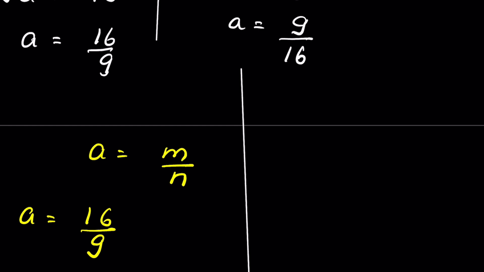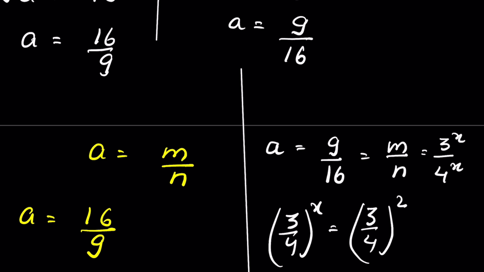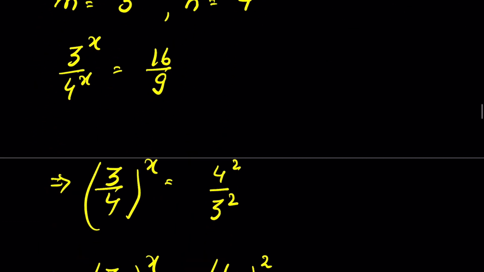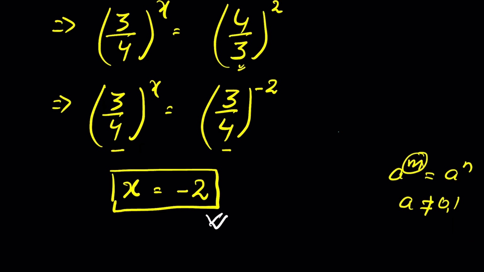When a is equal to 9 upon 16, so 9 upon 16 is equal to m upon n, and m is 3 to the power x and n is 4 to the power x. So 3 upon 4 whole to the power x is equal to 3 upon 4 whole to the power 2. Therefore, x is equal to 2. So two solutions for x are x is equal to 2 and x is equal to minus 2.